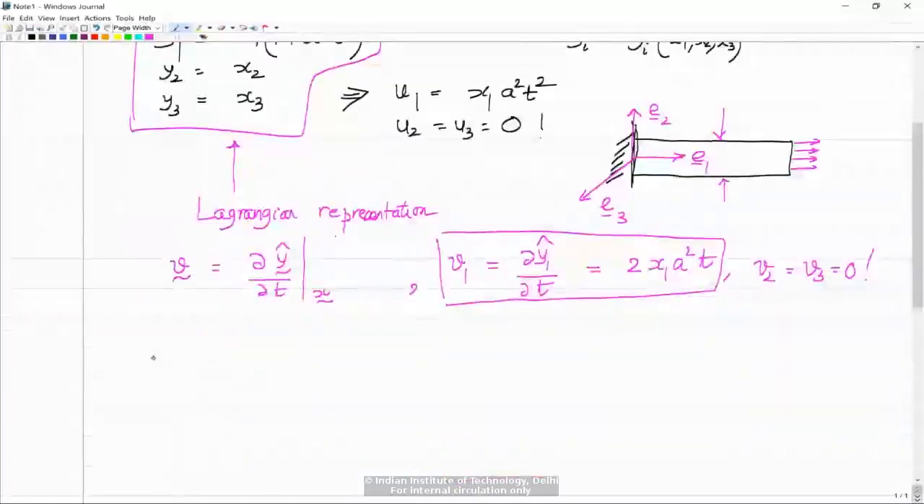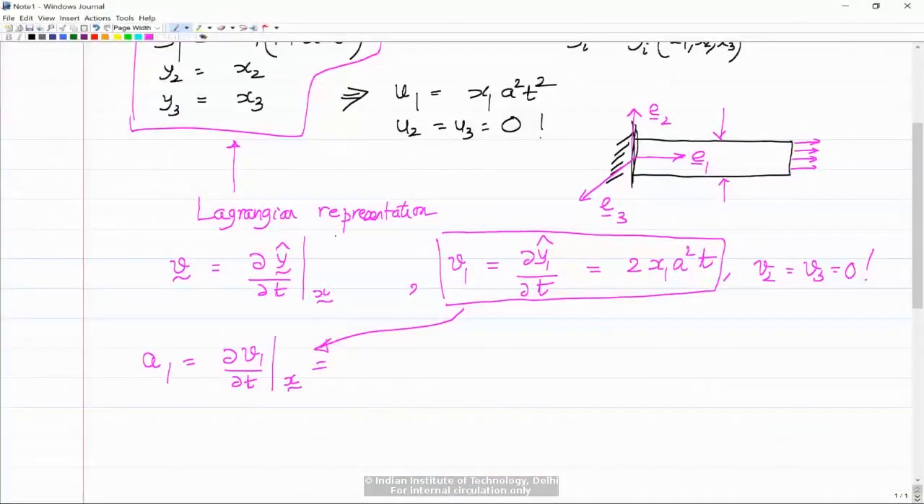So if you want to get acceleration a1, it is again simply del v1 by del t, right? At fixed x. So the fact that you already have a Lagrangian representation is really good. You can directly differentiate with respect to time. And what you get is 2 times x1 a square. Okay? So far it looks quite trivial, isn't it?